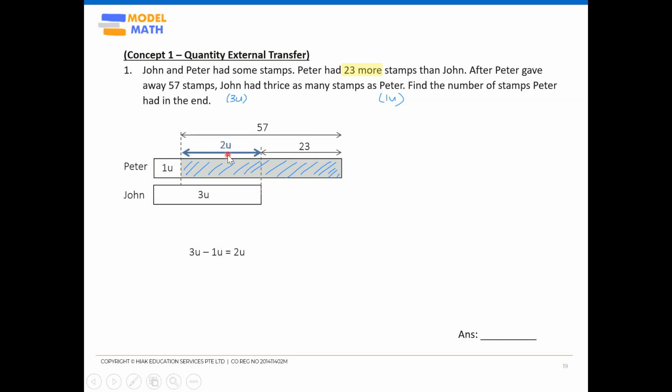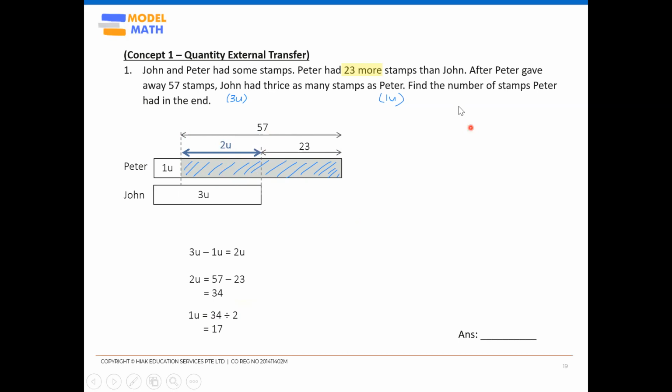Now, notice that we can work out the value of these 2 units. So next thing is to work on the value of the units. 2 units, I hope you can see, is your 57 minus away 23. It's like a part and whole model here. Part, 57 is the whole. Once you found 2 units, of course, your next step is always to find 1 unit from there. 1 unit is 17.